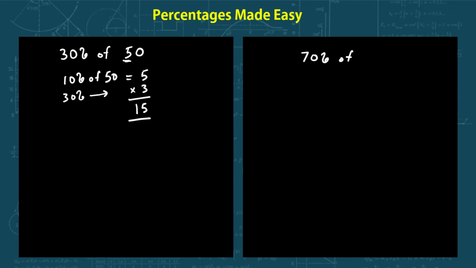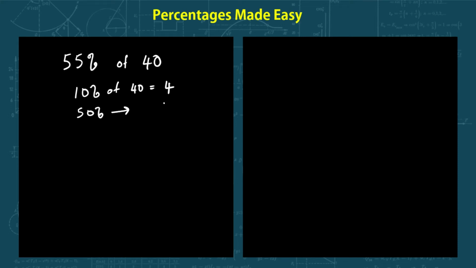70% of 140. This is your turn. You can pause the video and try to solve this and come back and we'll do it together. 70% of 140. An easy way to do it is to first take 10% of 140, which is 14. And now I want 70%. I just have to multiply by 7 and I get 98.